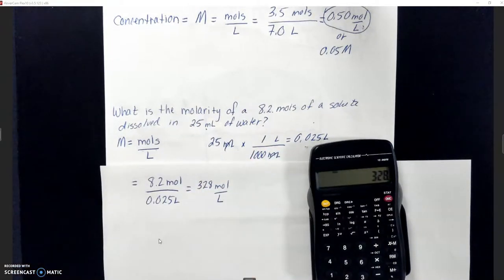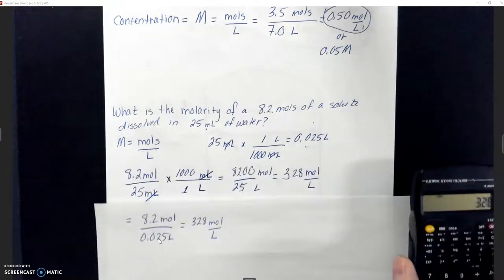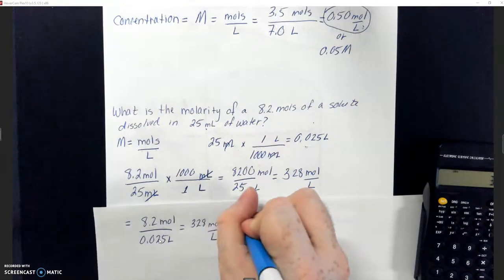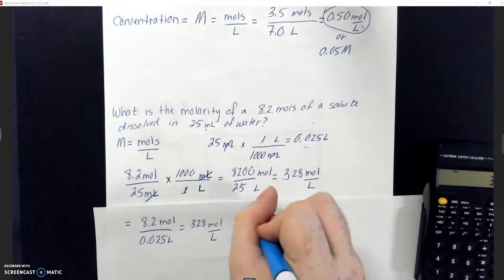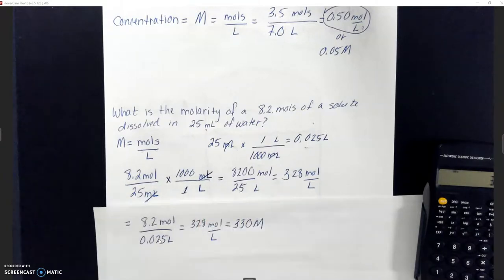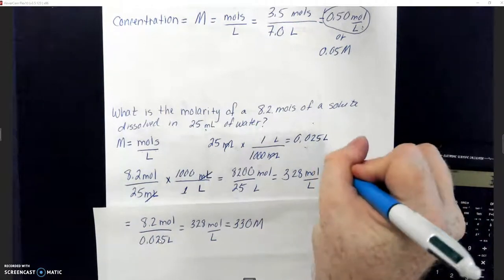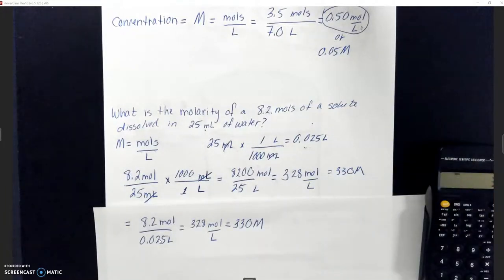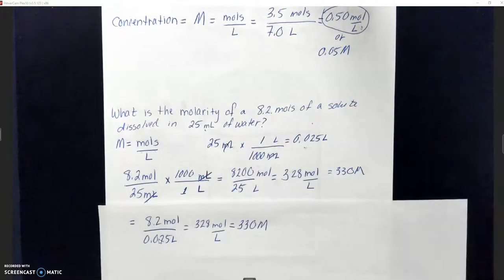Now, I should have paid attention to significant figures in this, but I didn't. If we were paying attention to significant figures, we would need to round this to 330 molar, because we are only allowed 2 significant figures. Same thing right here. And 330 only has 2 significant figures. Let's do our last example. We'll call it a day.